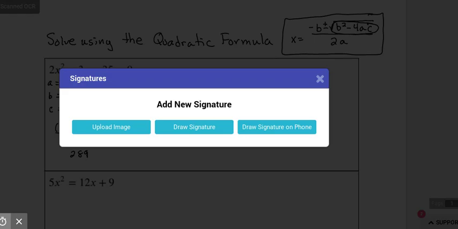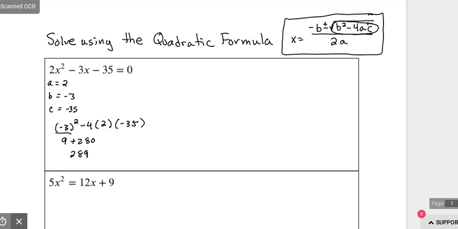Next, I need to plug in the negative b. Notice that my b value is negative 3, so when I plug that in, negative of negative 3 becomes a positive 3. Then we have our plus or minus sign, our square root, and we already figured out the discriminant, so we don't need to do anything but write the 289 right there, all over 2a, so 2 times 2.